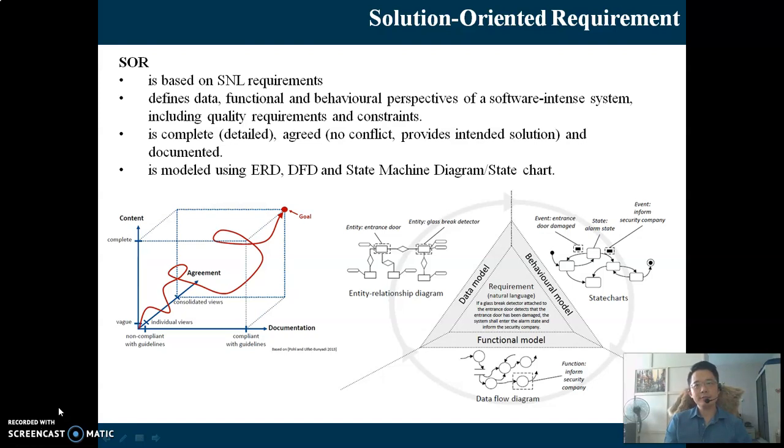Solution-oriented requirements, or SOR for short, is based on structured natural language requirements. I'd like to bring your attention to the figure on the bottom right. Look at the triangle. In the center of the triangle is the requirement that you have acquired through requirement elicitation. These requirements are best structured using structured natural language.